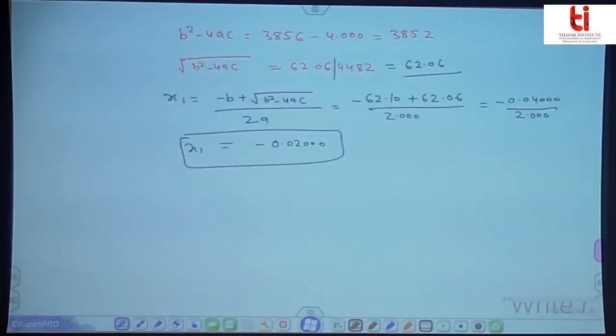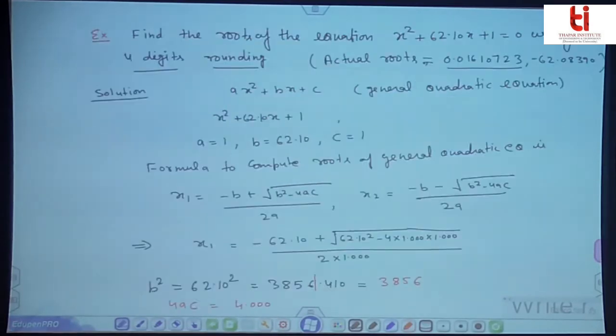So why is it happening? Because of subtraction between nearly equal numbers. This is a negative number, 62.10, and this is a positive number, so subtraction occurs between nearly equal numbers. So these two numbers are nearly equal, so we are getting the value of the root as minus 0.02, and this is not a very good approximation to one of the exact roots.